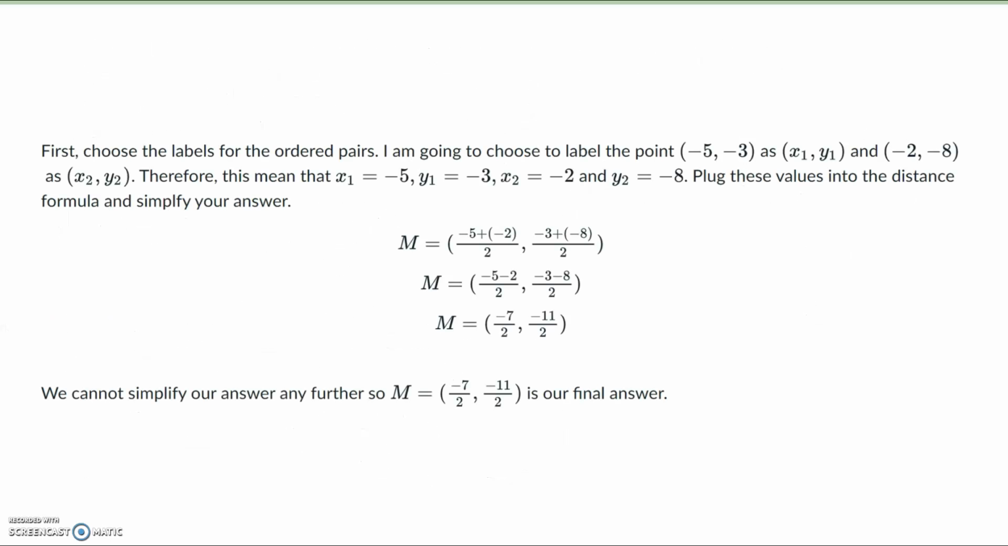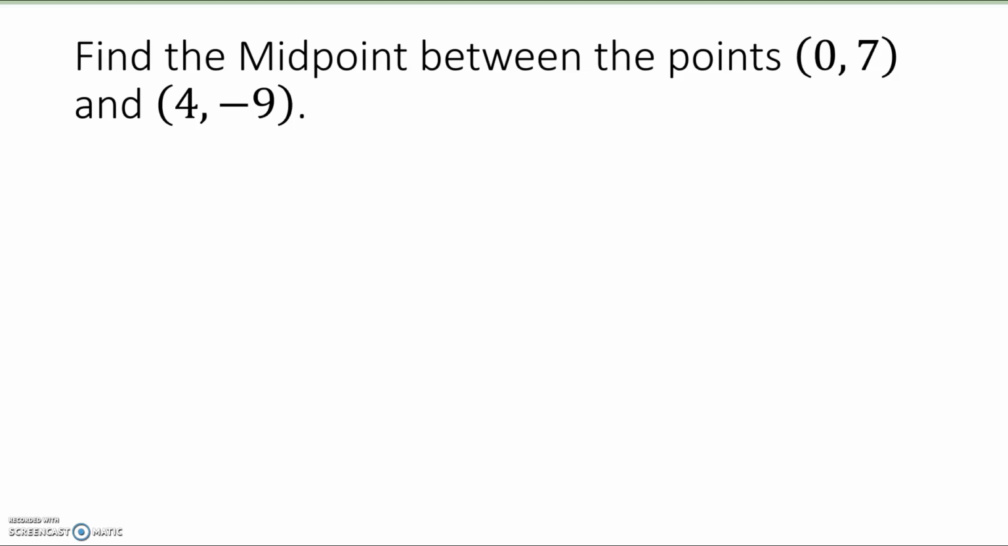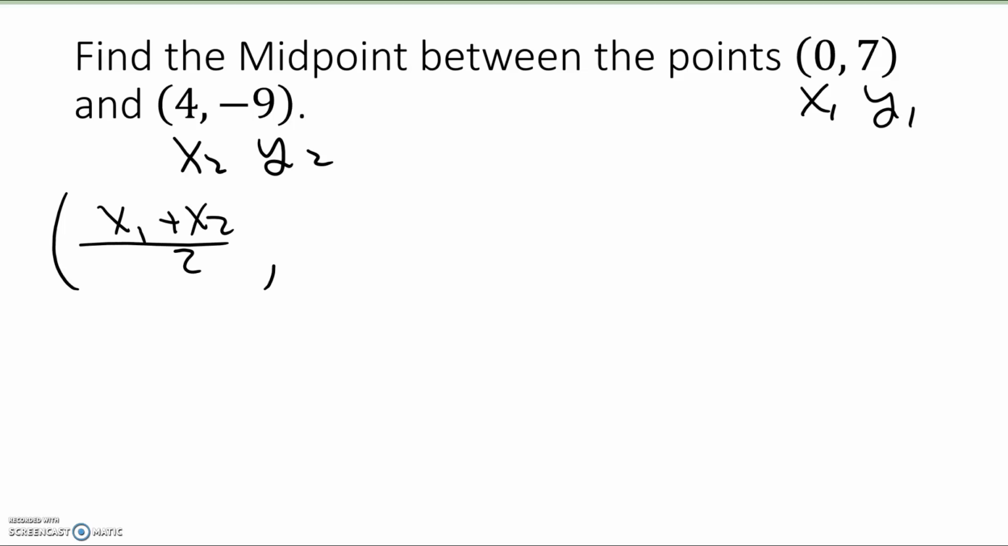And here's the prettier version of working everything out. There's our final answer. Let's look at this one. Find the midpoint between the points (0, 7) and (4, -9). Same thing, I'm just going to say this is going to be x sub 1, y sub 1. This is going to be x sub 2, y sub 2. And I'll plug it into my formula, which is just adding the x values, divide by 2, adding the y values, divide by 2.